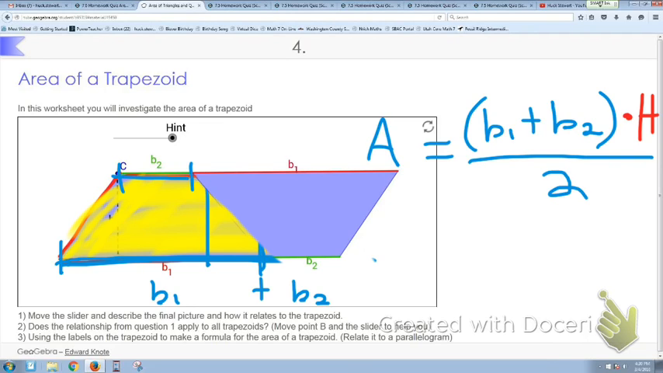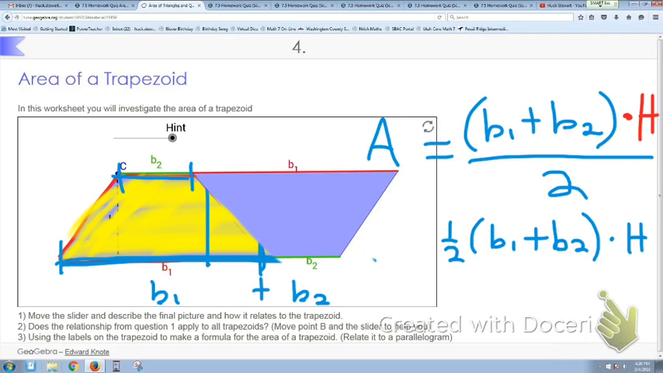A lot of students just want to memorize it, use it for the quiz, and then forget it. But this visual helps us understand a lot. Now, there are other ways that you might write this formula, so I'll help you out with this. You may see it as base 1 plus base 2 multiplied by 1/2 and then multiplied by the height. You may also see it like that, and that works as well.